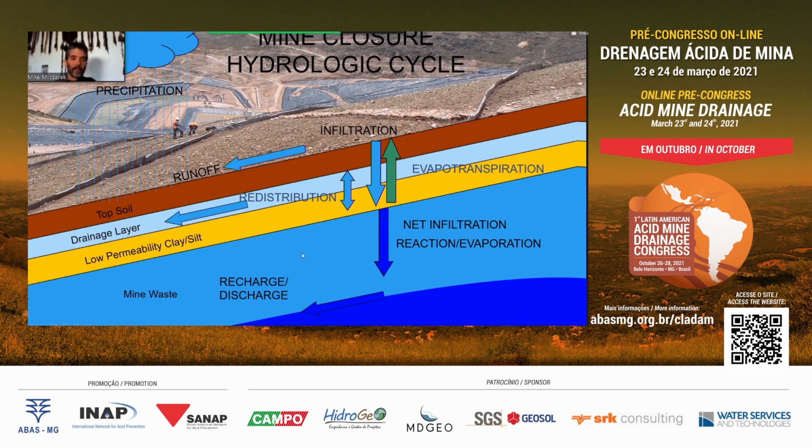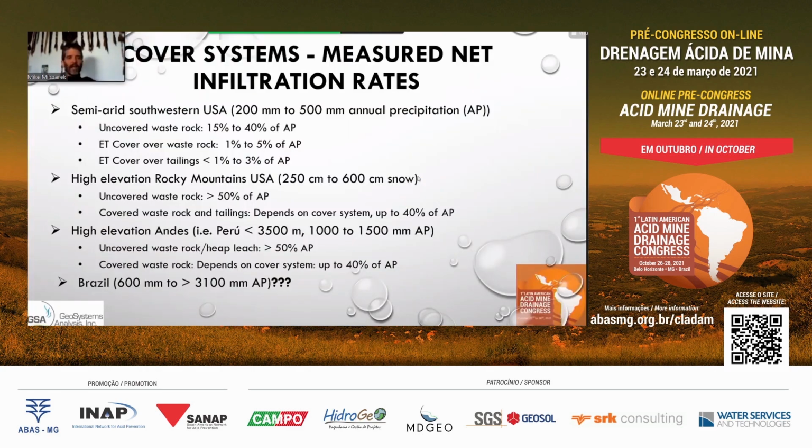And so these are the components of the water budget that you need to consider for the analysis: precipitation, runoff, redistribution, as well as evapotranspiration. So I wanted to just give an overview of some of the measurements that have been made on cover systems at different mine sites. And we're starting to collect a fairly good data set, a body of work that shows us how cover systems are working.